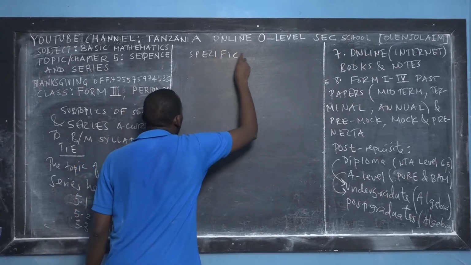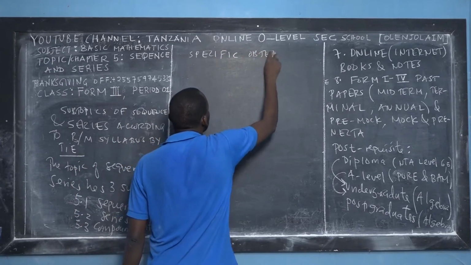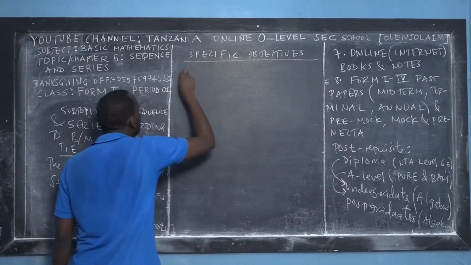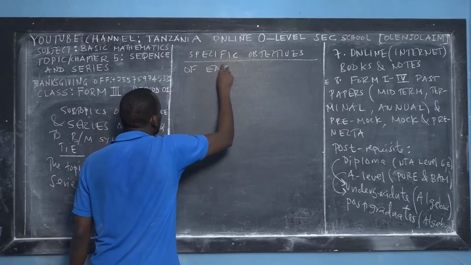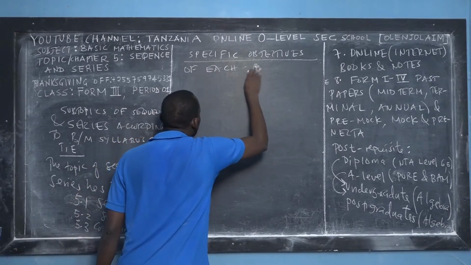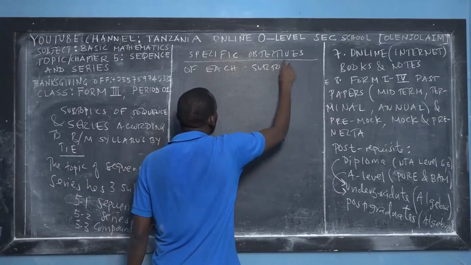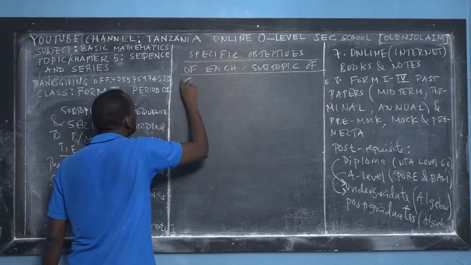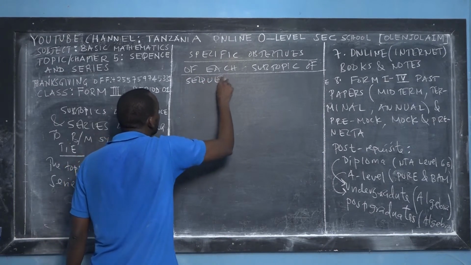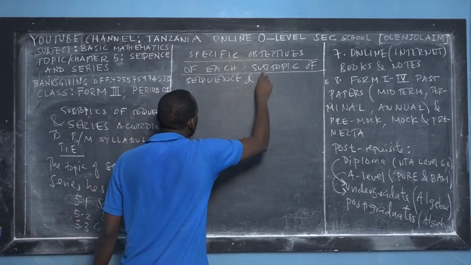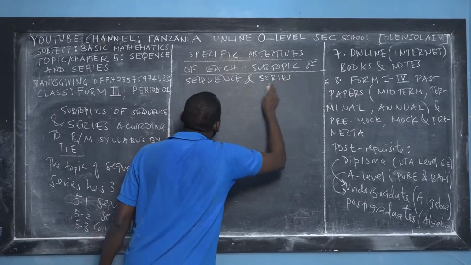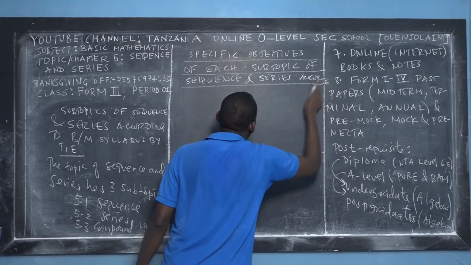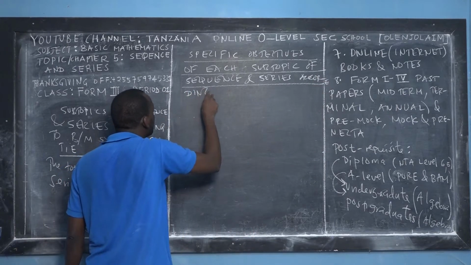Of the specific objectives of each subtopic. Of what? Of sequence and series. So sequence and series, and this is according to the syllabus, not according to me. What does the syllabus ask you to cover?